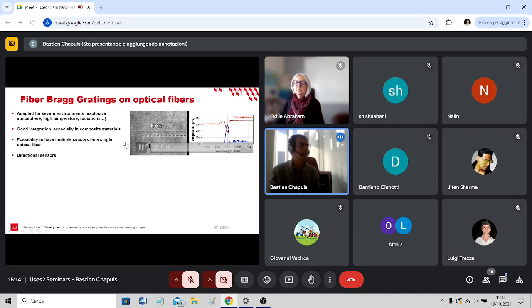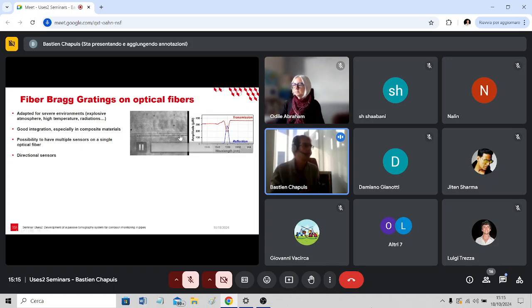This type of FBG is adapted for very severe environments, especially because it is very robust against temperature variation, compared to other types of FBGs manufactured with other technologies. We have tested it at very high temperature, cryogenic temperature, and against radiations, etc. And the optical fibers can be integrated in structures, especially in composite materials. One main advantage is that we can create multiple sensors on a single optical fiber.